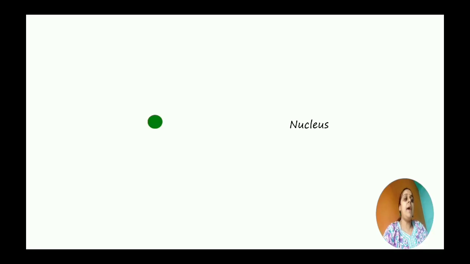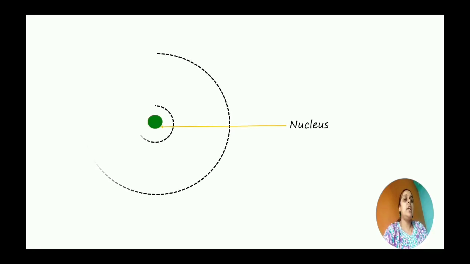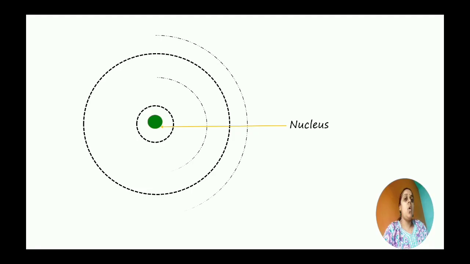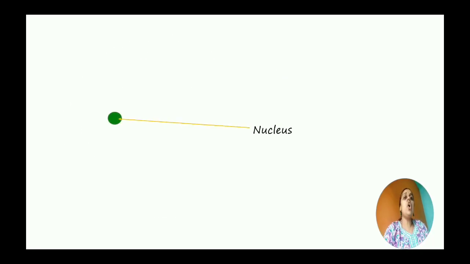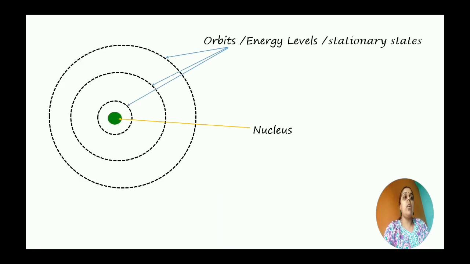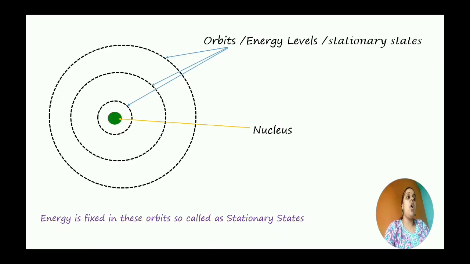All circular paths around the nucleus cannot become orbits. Only certain special circular paths, known as discrete orbits of electrons, are allowed inside the atom. Each orbit has some energy. Hence, they are called energy levels or energy shells. The energy in these orbits is fixed. Hence, they are called stationary states.